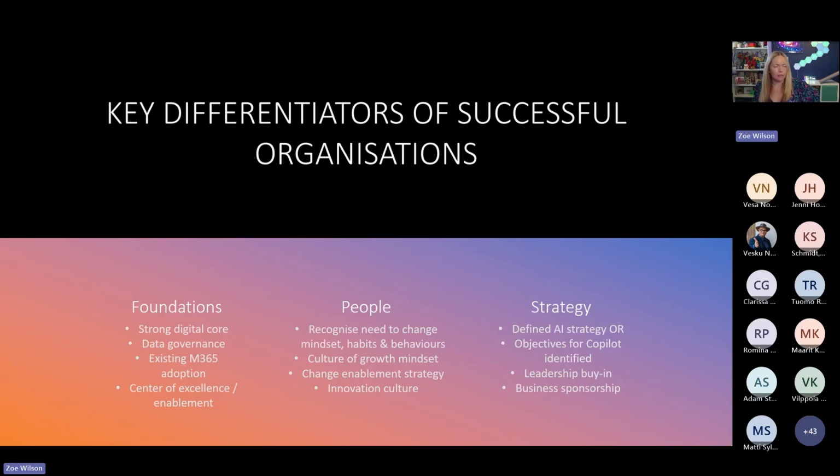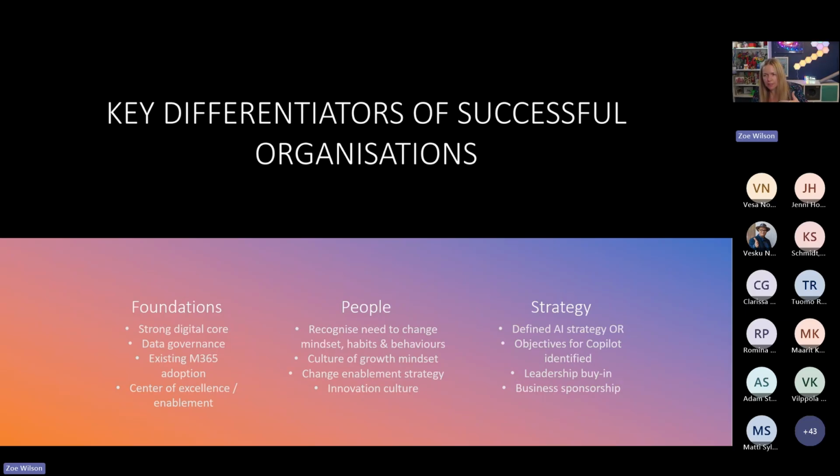And when I look at the key differentiators for organizations who have been successful with Copilot, they need to have M365 Copilot, and ideally that needs to be a robust deployment, a strong digital core, if you like, with a level of data governance. Doesn't have to be perfect, but there needs to be at least some data governance. There needs to be a level of existing M365 adoption, and ideally when we look at agent building, there needs to be a centre of excellence or centre of enablement in place.